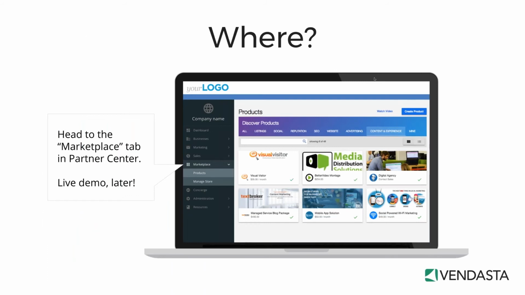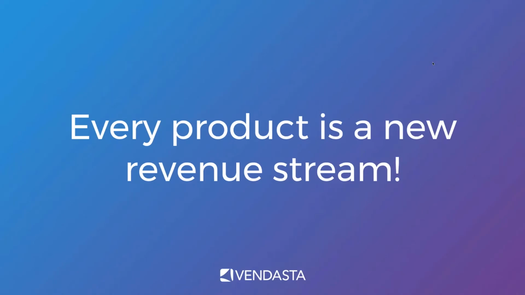If you're unfamiliar with Marketplace, which the majority of you shouldn't be anymore, you can just head over to the Marketplace tab in Partner Center. That is where, under the products, you can see something like Visual Visitor, which we're going to be talking about today. And every product that you do see in there is a new revenue stream. So just keep that in mind, whether it's something you are currently selling and maybe want to switch over for that better deal, or it's something you're not currently selling, but your clients are getting elsewhere. It's another stream for your team that you can bring in.